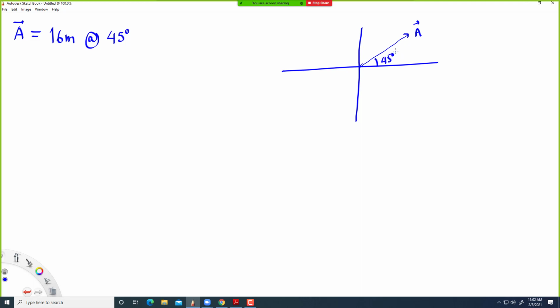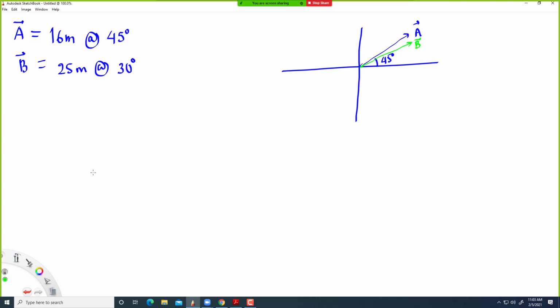And we have another vector, vector B, and it is 25 meters at 30 degrees. Okay, so I can represent that in this graph. So let's see, 25, 30. It's not exactly that. Okay, so that's B.